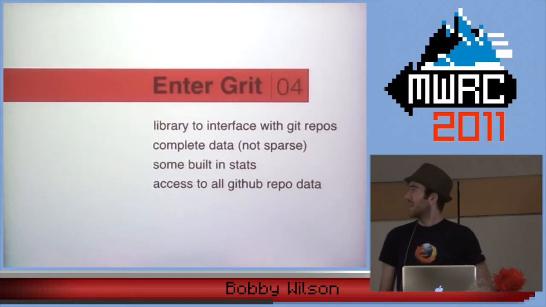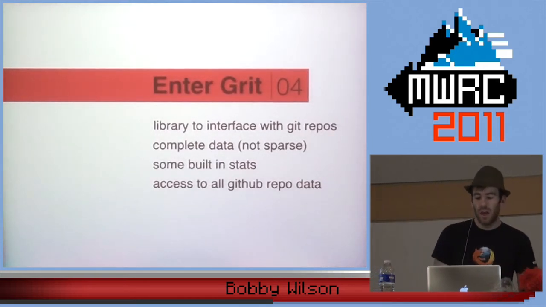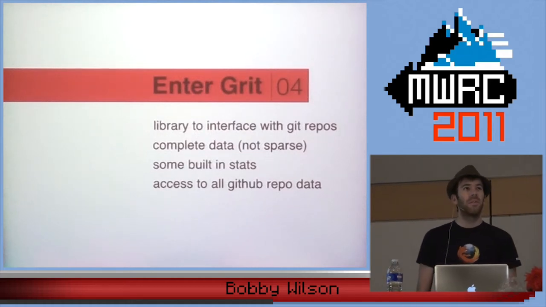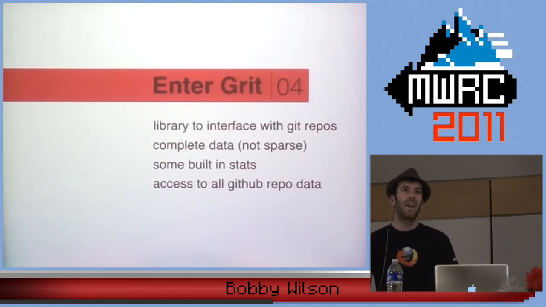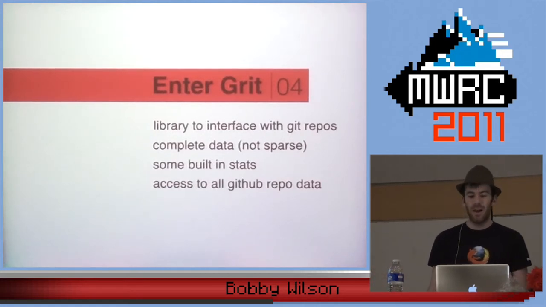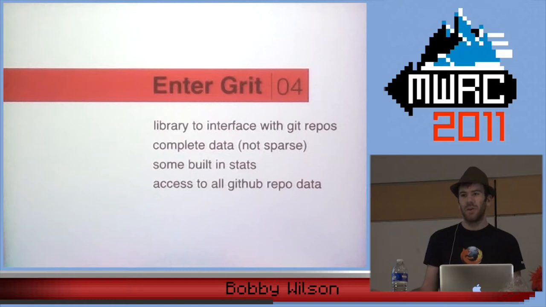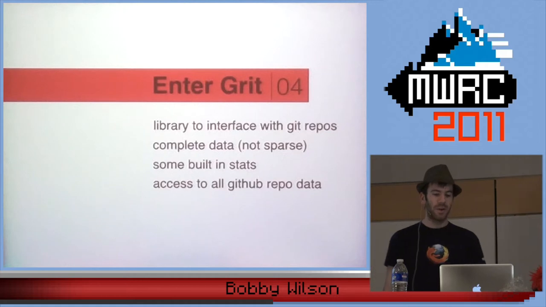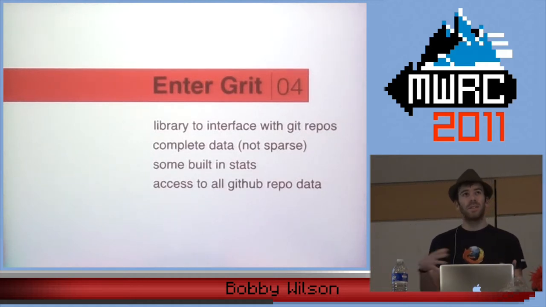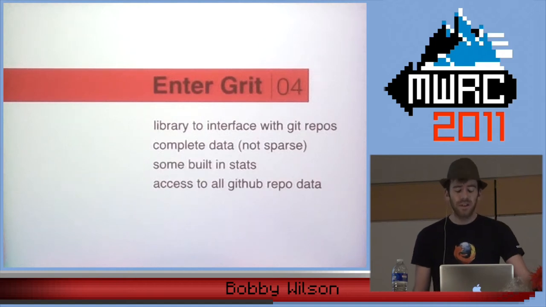So the means by which I was accessing the code from my repositories, and repositories I was interested in, was Grit. And I think most of you remember Grit. It was the first library that came out when they were launching GitHub. And it was really cool because it was this library in Ruby that would interface with your Git repositories and provide ways to interact with your repository. And the reason I liked using it for data visualization is the data is really complete.